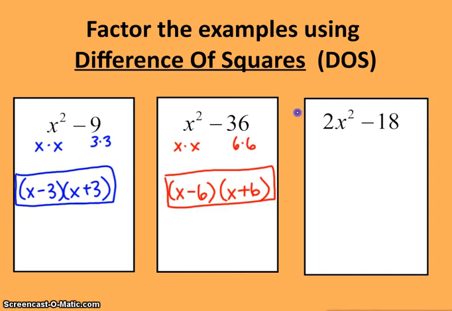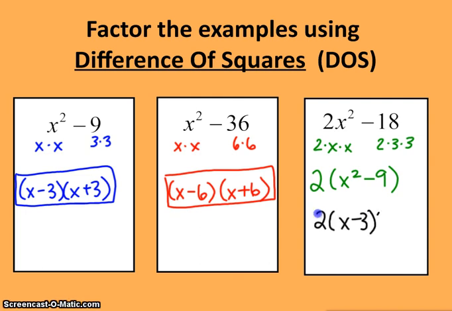Alright, and the last problem, this is 2 times x, and this is 2 times 3. These are not perfect squares. However, I noticed that when I did my prime factorization that they share something. So what I can do is I can actually pull out a GCF of 2. And when I do that, the binomial that appears in the parentheses is actually a difference of squares. x squared and 9 are both perfect squares, and they are being subtracted. So your final answer here is 2, x minus 3, x plus 3.